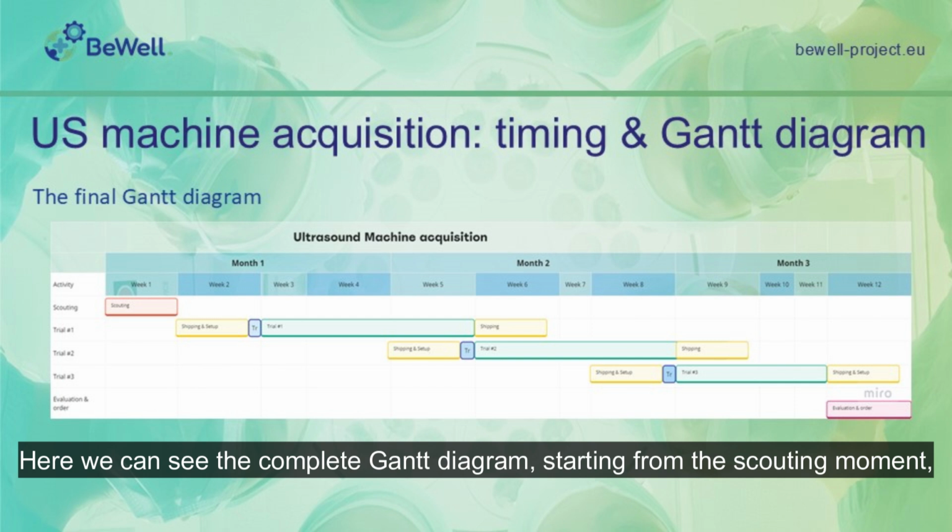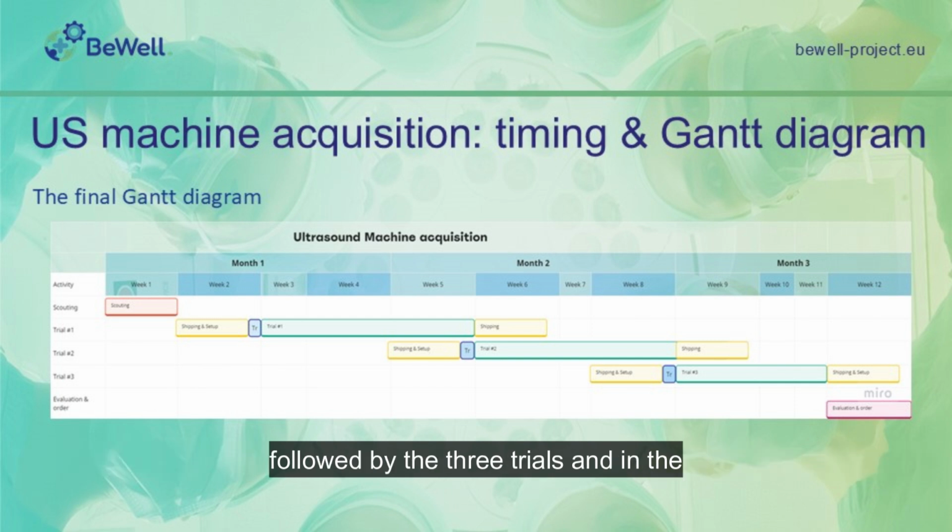Here we can see the complete Gantt diagram, starting from the scouting moment, followed by the 3 trials, and in the end the final evaluation and order placement.